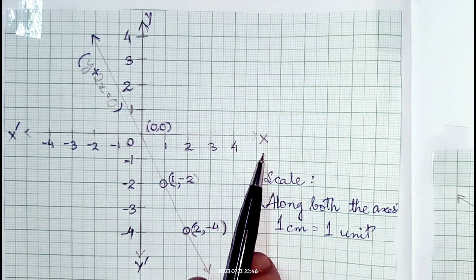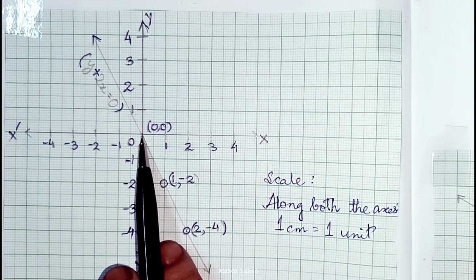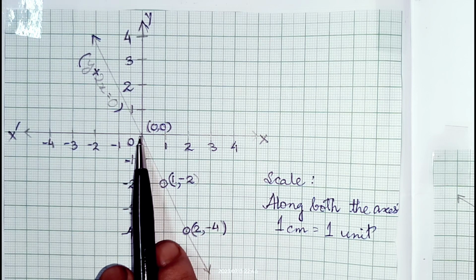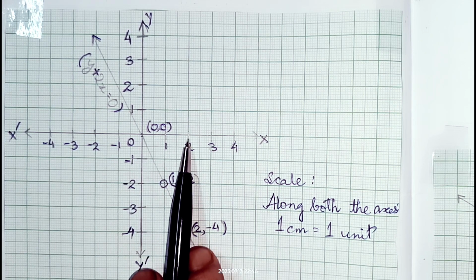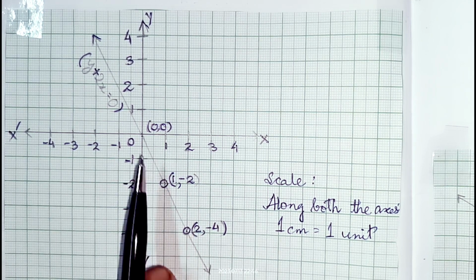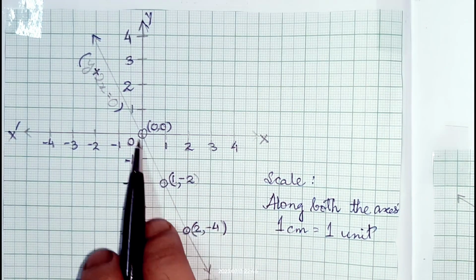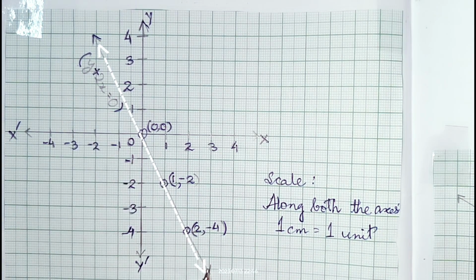Now the first point we got is (0, 0), so this is the point. The second point is (1, -2), so this is the point. And the third point we got is (2, -4). So in this way you got these 3 points. If I join these 3 points, I'm going to get a straight line, and this is the required graph.